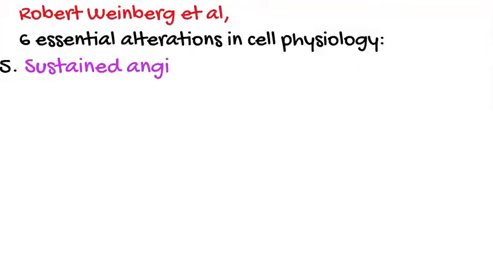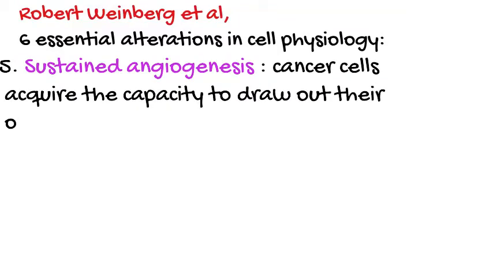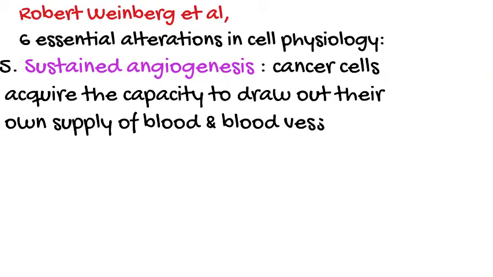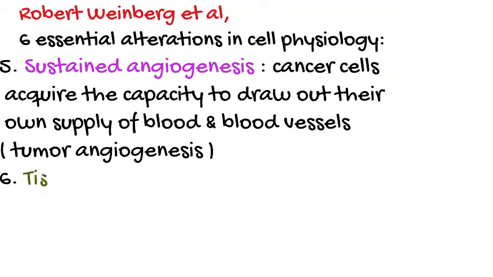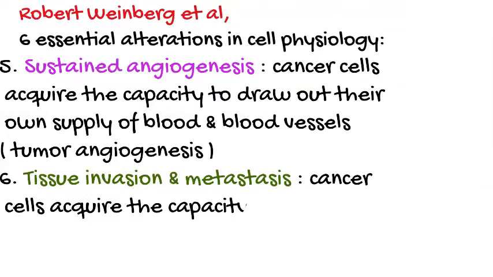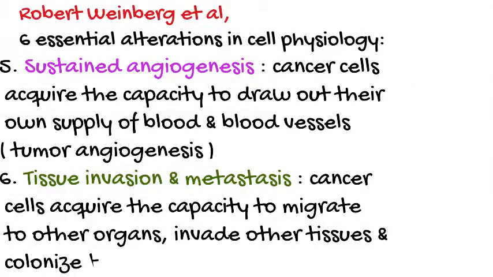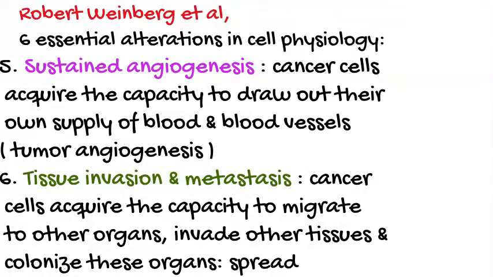For number 5, sustained angiogenesis. Cancer cells acquire the capacity to draw out their own blood supply and blood vessels by tumor angiogenesis. For number 6, tissue invasion and metastasis. Cancer cells acquire the capacity to migrate to other organs, invade other tissues, and colonize these organs, resulting in their spread throughout the body.